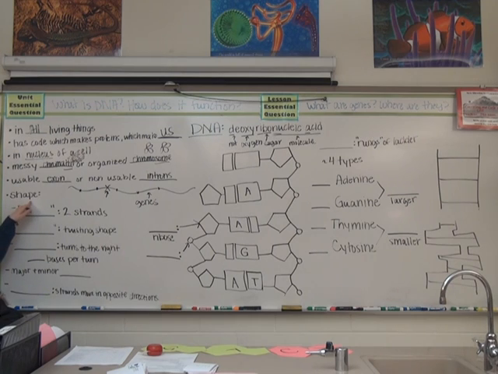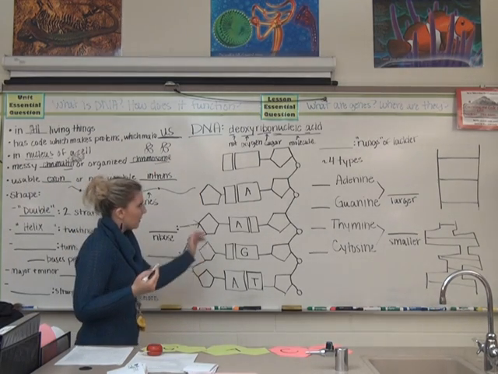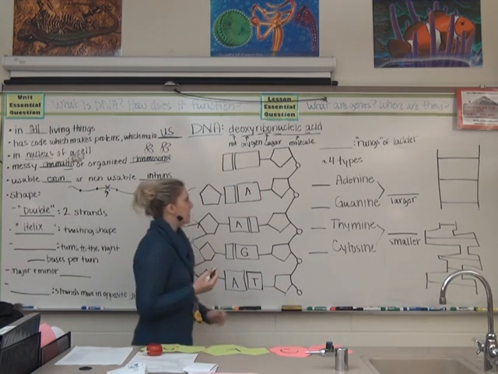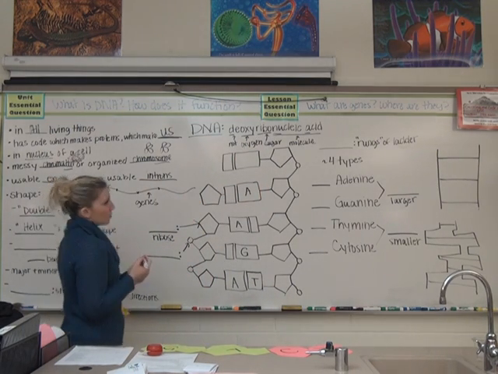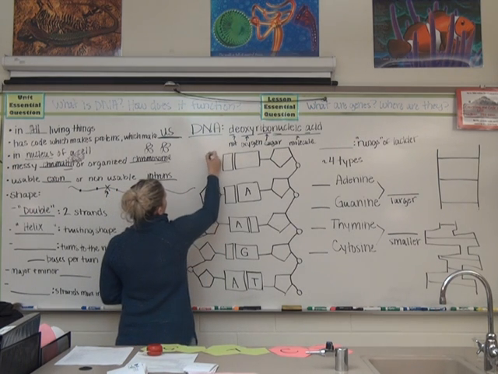Let's talk a little bit about the shape of DNA. The shape of DNA is oftentimes called a double helix. You'll hear it called a double helix over and over again. When someone's calling DNA a double helix, they're saying it has two strands. And so we have one strand here, and we have one strand here in the DNA. The strands are made up of two different things.